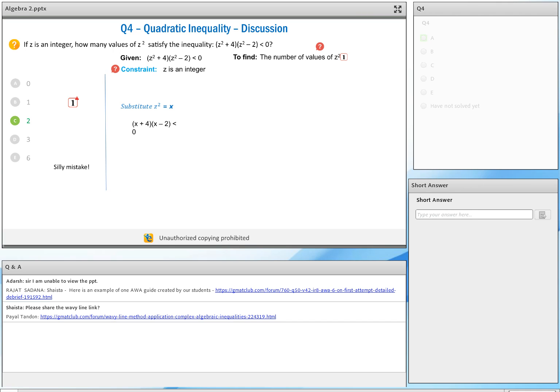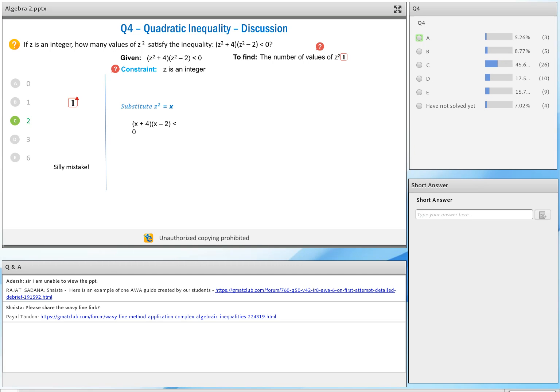Question number 4, let's broadcast the result. The correct answer is choice C, which less than half of the class selected. So what we need to figure out in this question is how many values of z square satisfy this inequality, and what's given to us is that z is an integer.